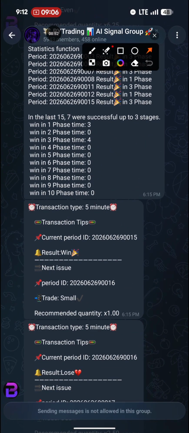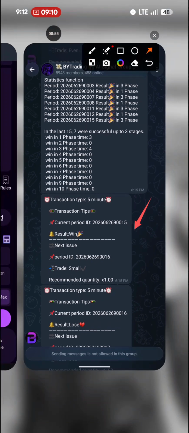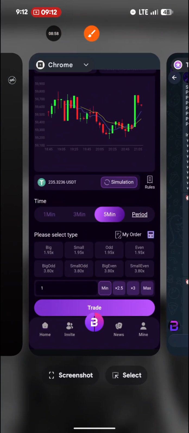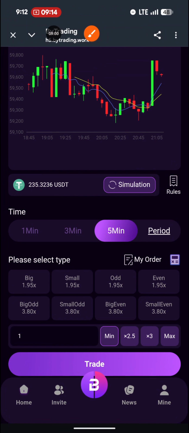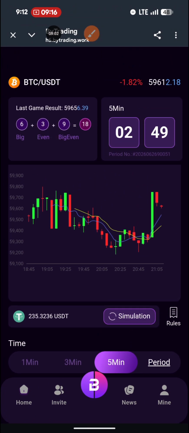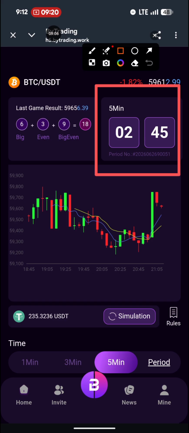What is the next thing? That's the transaction ID. Once you head over to the transaction ID, you need to scroll down. You can see a countdown here. Inside that countdown, under the timer, you can see the period number. Look at the period number. You take note of the period number. What is the last number?